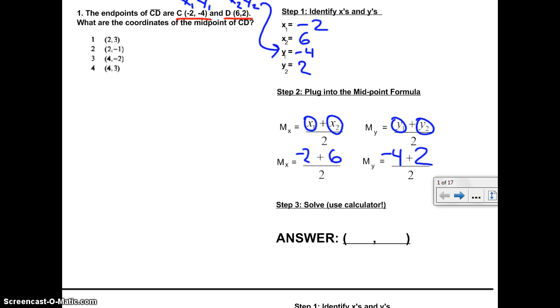And for these, this one's pretty simple, but for other ones, you can use your calculator. So here, we'll have 4/2. This is MX equals that. MY is going to equal -2/2. So our final answer for number 1 is going to be 2, -1. Pretty simple problem. Let's look at another one.